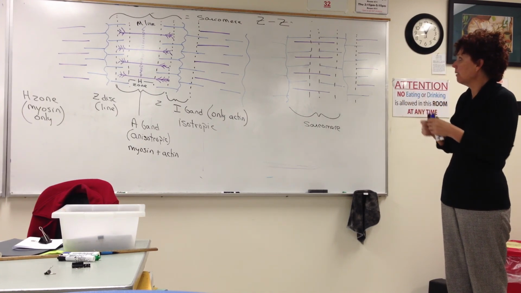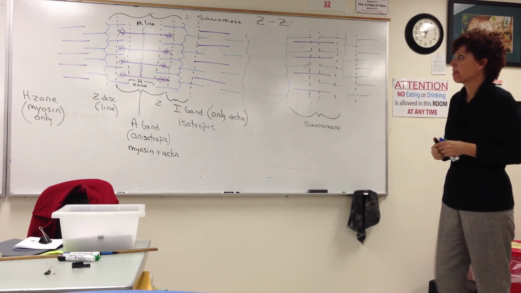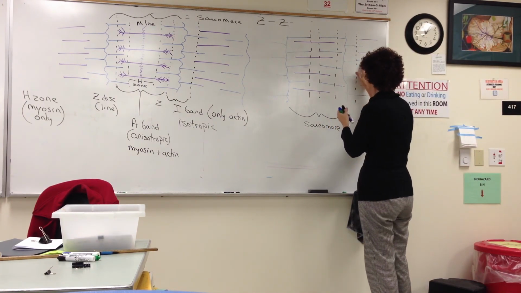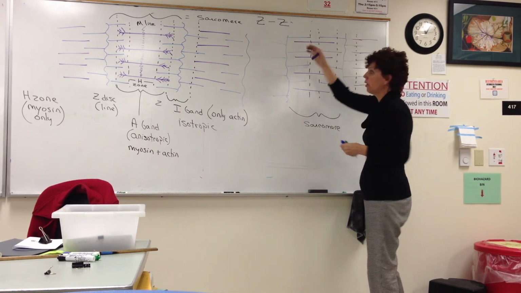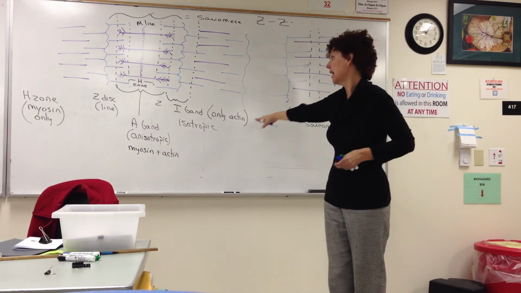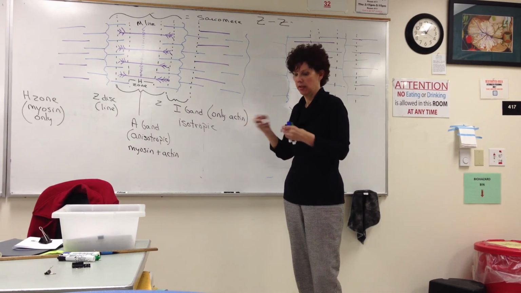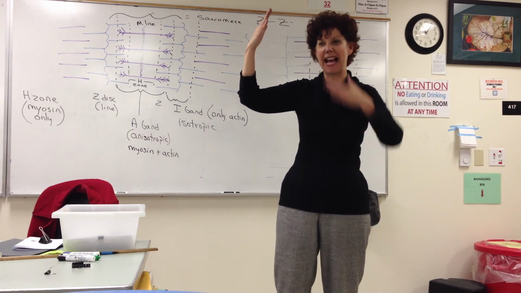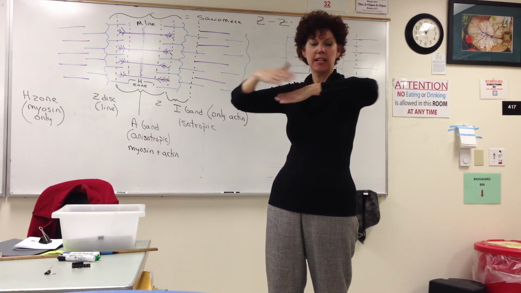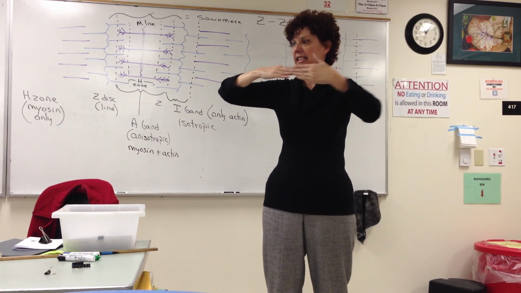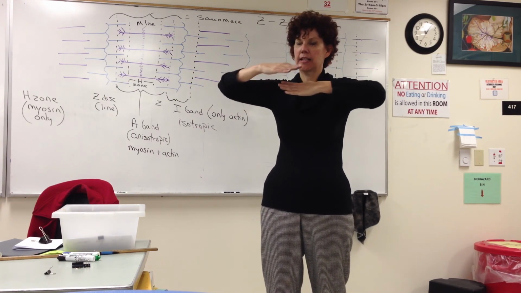Will the I band become more narrow? Yes, I may not have drawn it so, but if I extend, as the actin is overlapping more of the myosin, there's less free actin. Remember the I band is only actin. So let me illustrate. This time only this forearm is going to be actin, this one will be myosin. Okay? So myosin, the A band from here to here, here's the actin, and this will be part of an I band because it's overlapping.